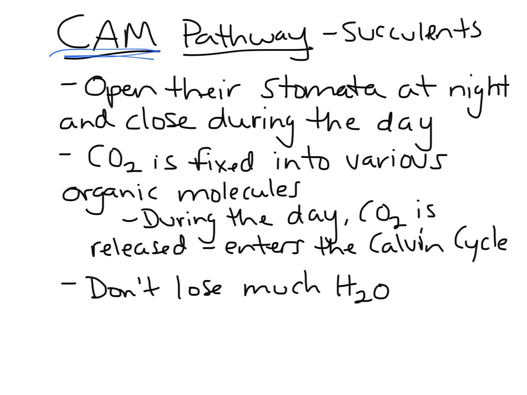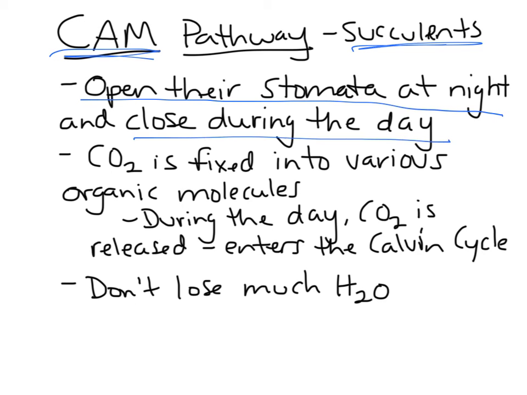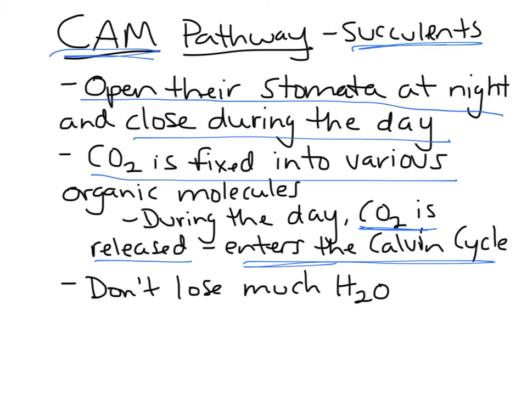And then the CAM pathway, this is where we find in succulents, like aloe plants and cactus and things like that. They open their stomata at night and close it during the day. And so CO2 is fixed into various organic molecules. And during the day, the CO2 is released and enters the Calvin cycle. So it's released from these molecules because the stomata are closed during the day so as not to lose too much water. So these are the different sort of types of ways you can have carbon dioxide coming in and getting fixed directly. That's a C3 plant. You can have it being stored in a C4 or a CAM type of pathway.